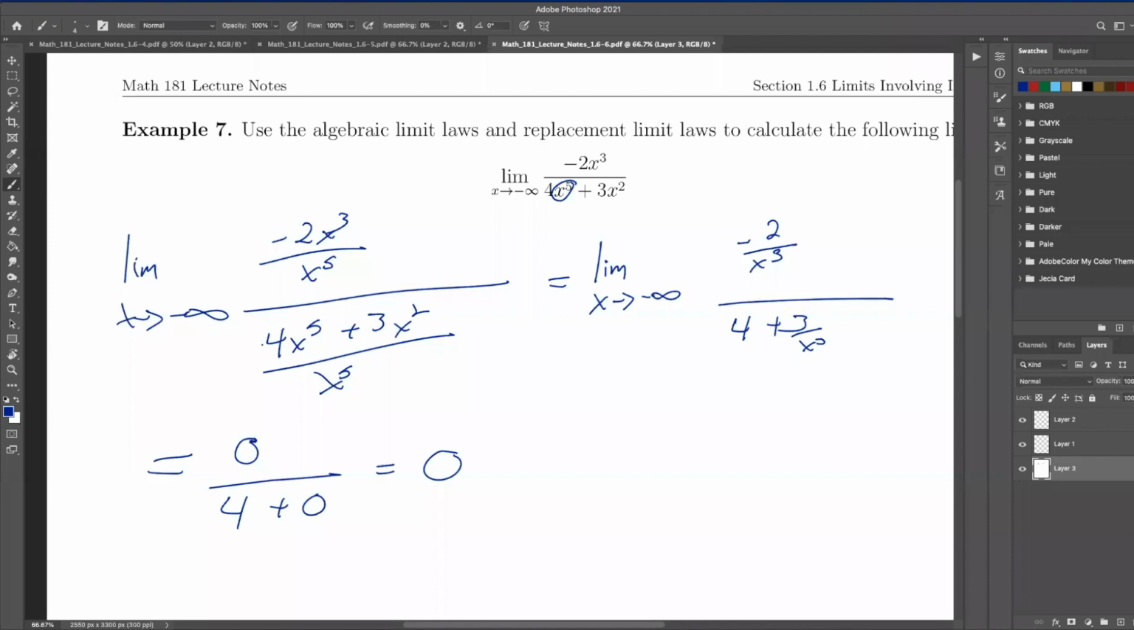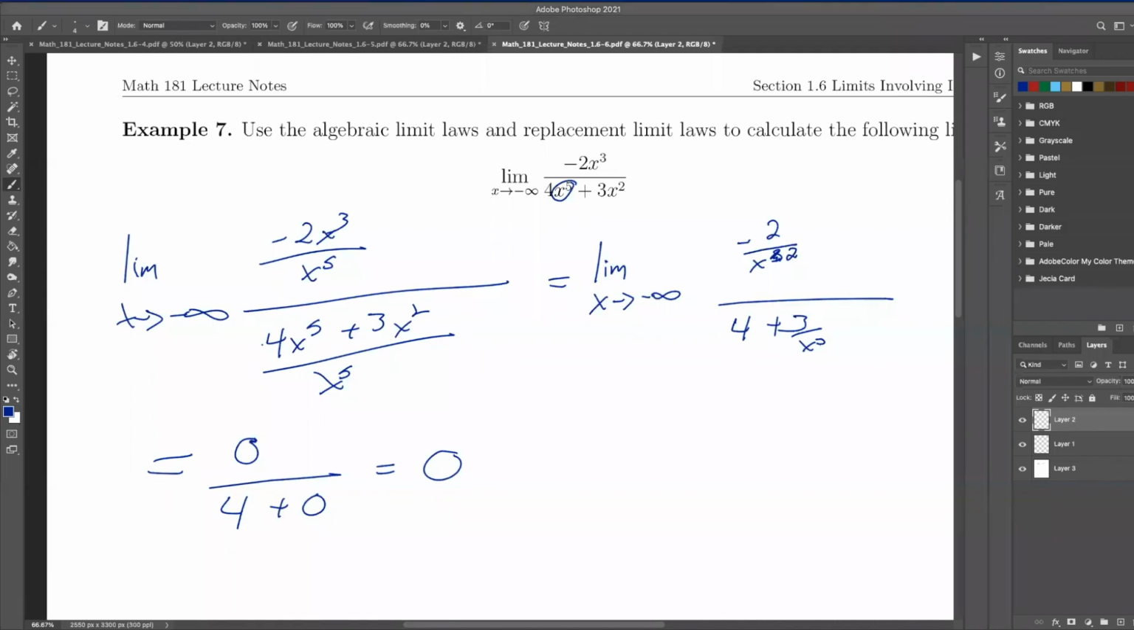Shouldn't it be? Oh, you're correct. Thank you. This should be x squared. Right. Thank you. This is a 3. This is cubed. This is squared.